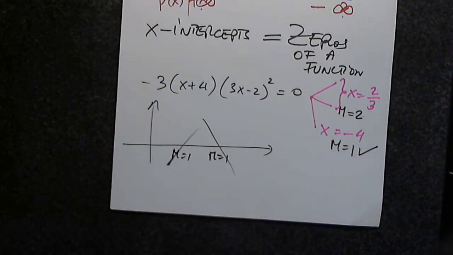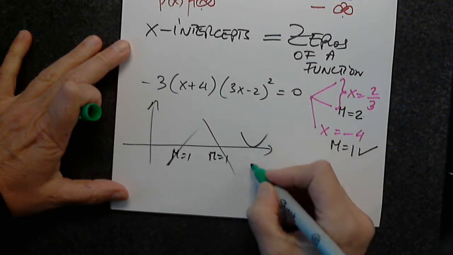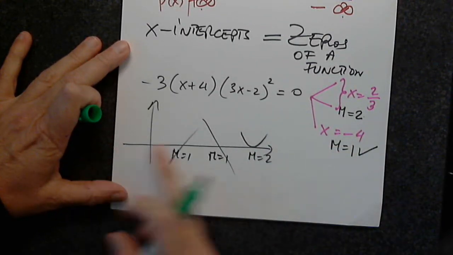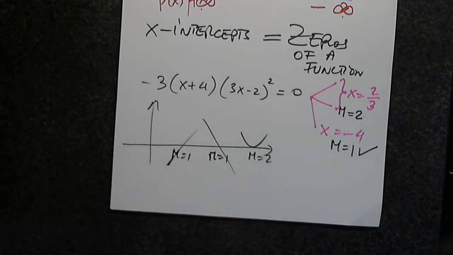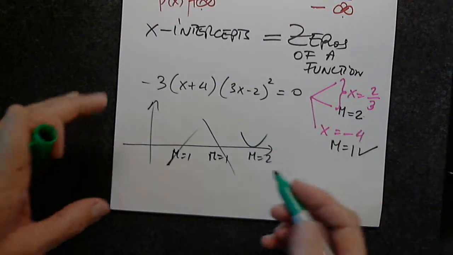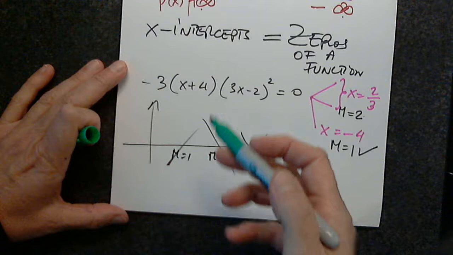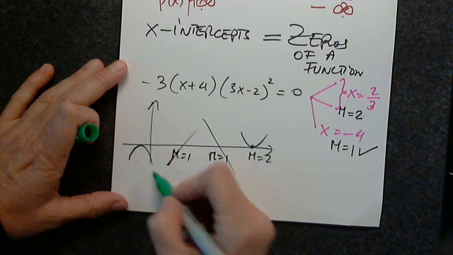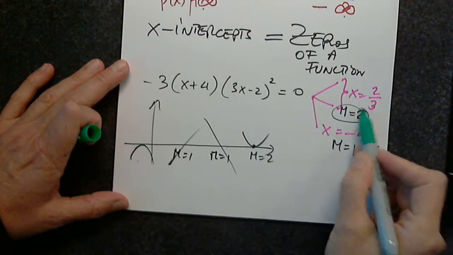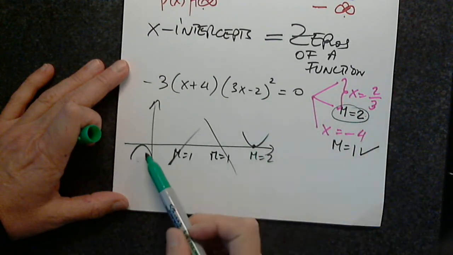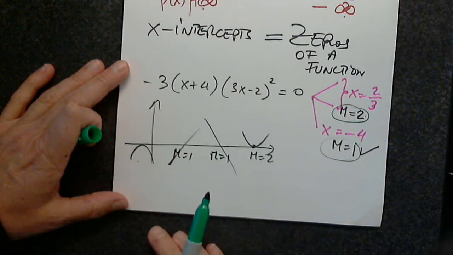Well, multiplicity 2 is a turn. This is m equals 2. At any point on the x-axis where the function has two solutions that are identical, like in this case 2/3, the function must turn, either from above going back above or from below going back below the x-axis. So for an even multiplicity, the function will always turn. For an odd multiplicity, the function will always cross.